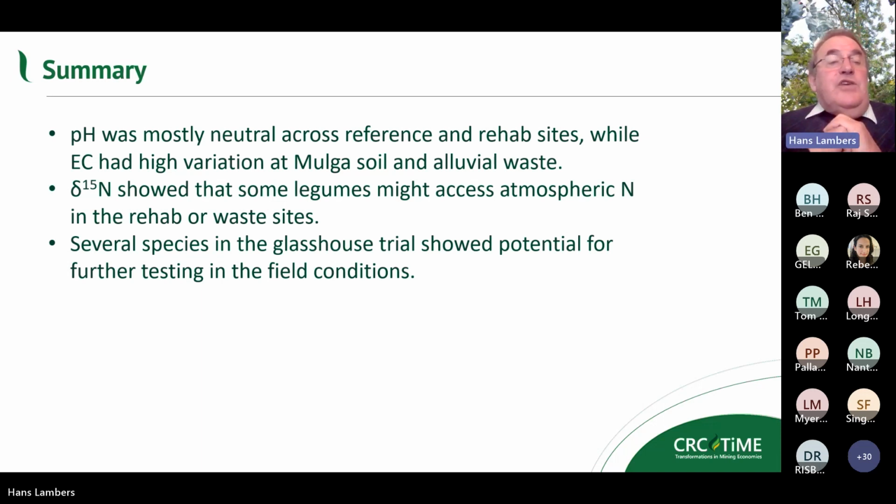And the same EC was not much of an issue except at the saline sites, but there is quite a bit of variation, so we really have to watch that and make sure that we have the right plants to actually grow at those sites where the electrical conductivity is somewhat higher than what you would expect, higher than at the reference site. The nitrogen isotope composition showed us that some legumes were definitely fixing nitrogen, but not all of them. And we still don't quite know why that was the case.